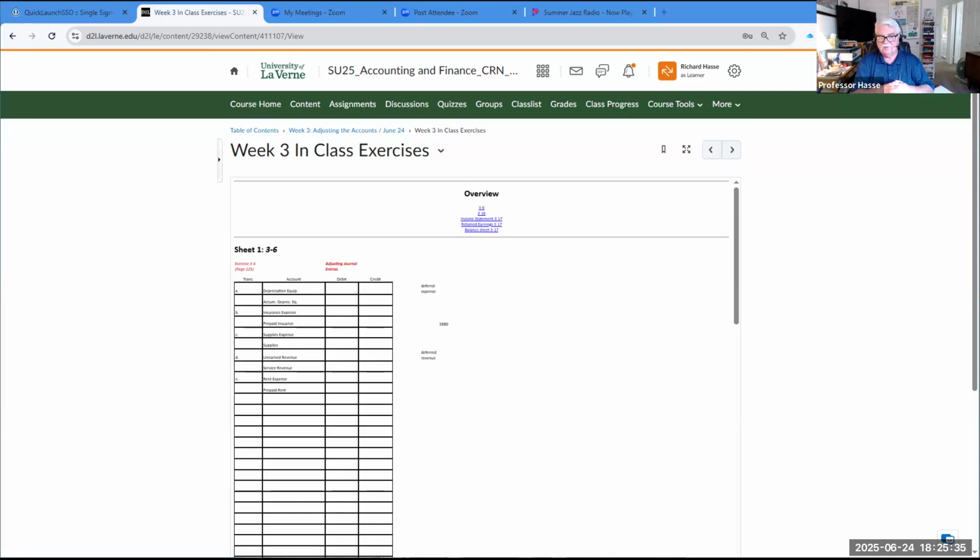These are all examples of adjusting entries. We'll prepare the trial balance and then prepare the income statement, the retained earnings statement, and the balance sheet of this company. These are perfect examples of what you need to know from the middle section of the accounting cycle. All right. Let me go back here for a minute.